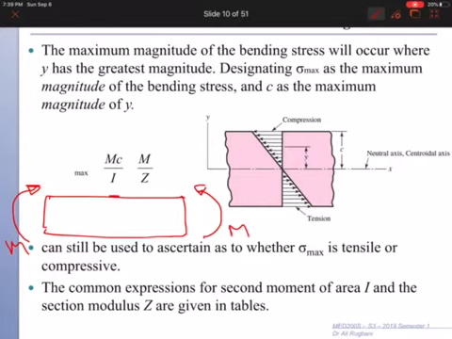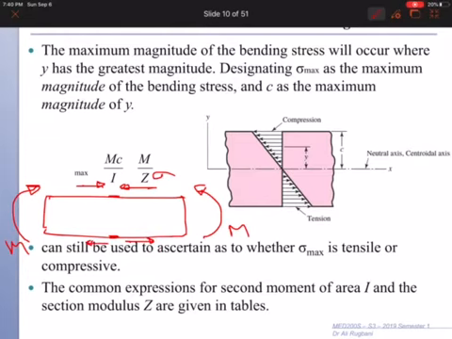a point on the upper surface, due to this bending moment, I will have compressive stress. At the bottom surface, I will also have stresses, but in the other direction, tension.